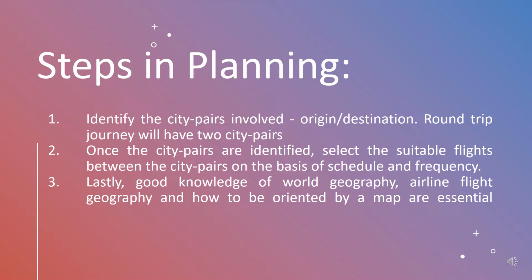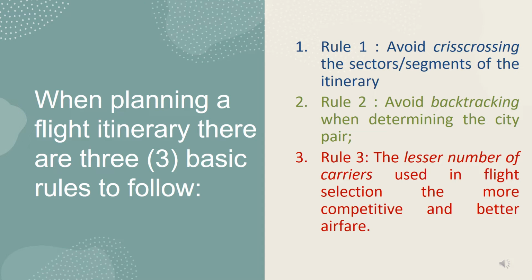Identify the city pairs involved, origin/destination or where a segment begins and where it ends. A round-trip journey will have two city pairs, such as Manila/Singapore and Singapore/Manila. Once the city pairs are identified, select the suitable flights between the city pairs on the basis of schedule, or the estimated time of departure and estimated time of arrival, and its frequency, or what day of the week. In order to accomplish this, a good knowledge of world geography, airline flight geography and how to be oriented by a map are essential. When planning a flight itinerary there are three basic rules to follow.